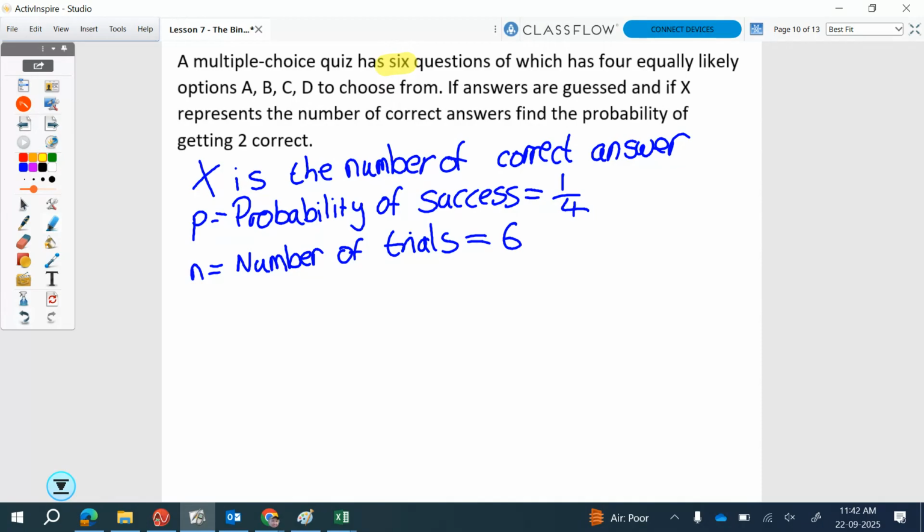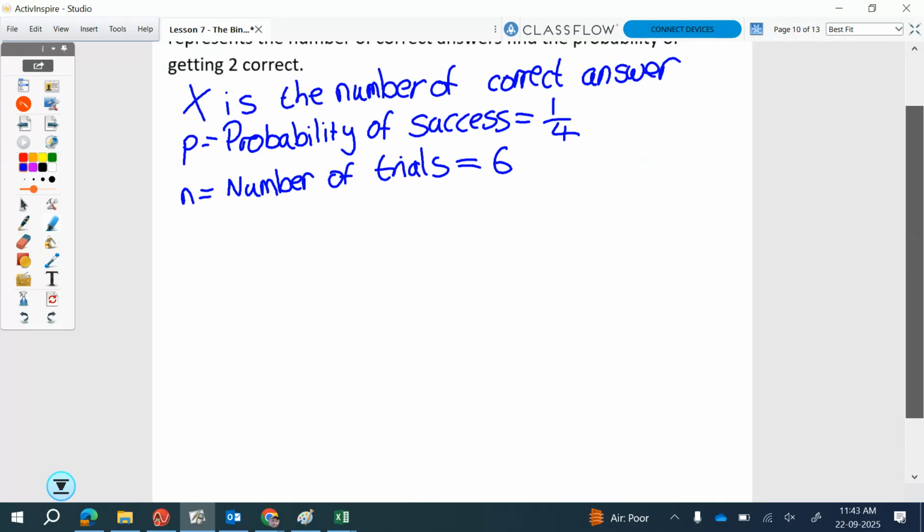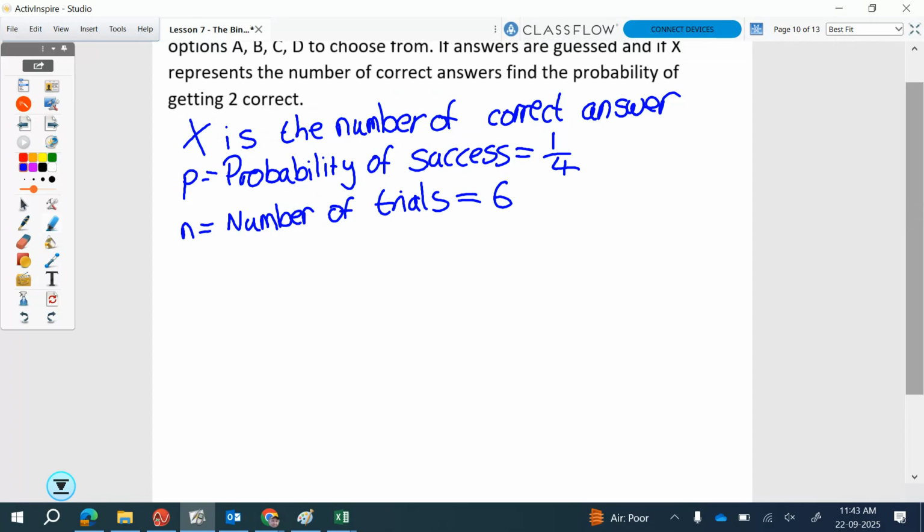I'm going to show you 2 ways to do it. I'm going to show you how to do it on the calculator, and I'm going to show you the theory behind it a little bit. So let's start thinking through the probabilities. We need to get 2 correct. So what would the probability be? Let's have our first stab at it.